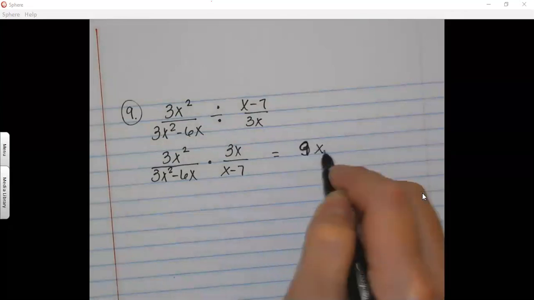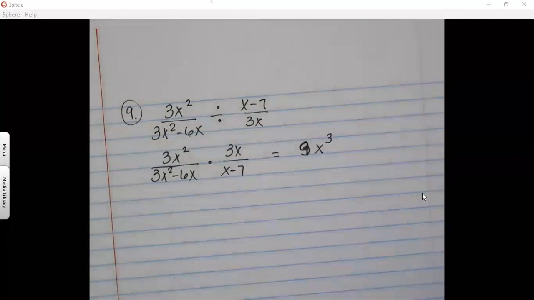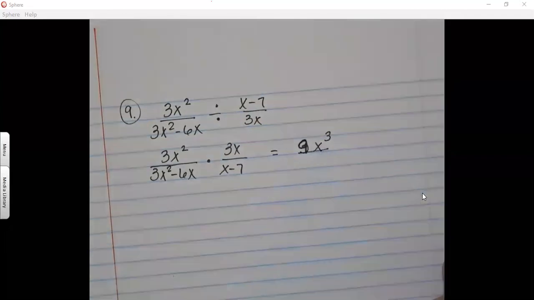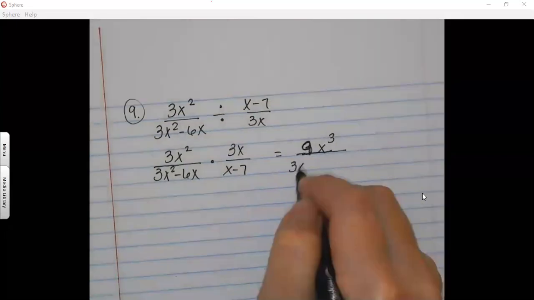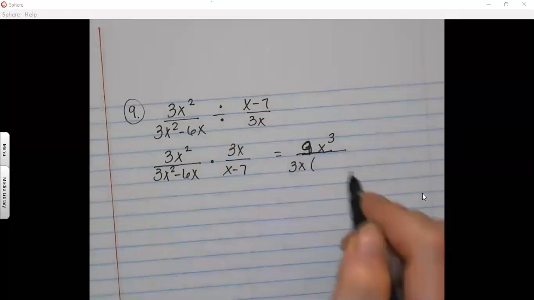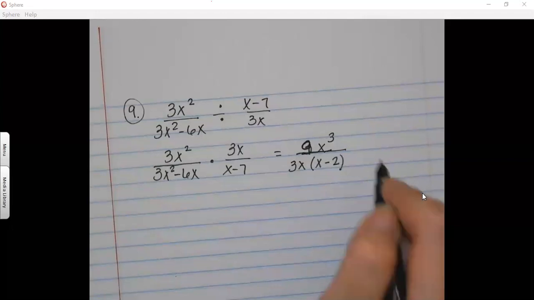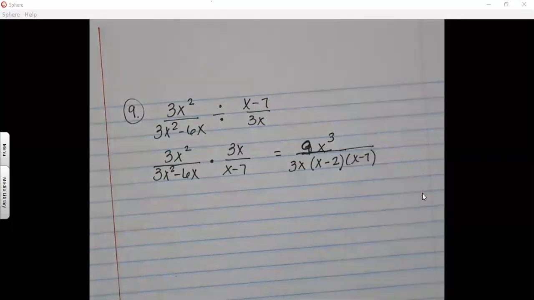Over, now the denominator, 3x squared minus 6x, that has a GCF of what? 3x. Factor it out, what am I left with? x minus 2. And then that is being multiplied by x minus 7. So the denominator is completely factored. My numerator is just a monomial. So if I have any monomials in the denominator, if anything will reduce, I will reduce it. Can I reduce anything? Yeah.